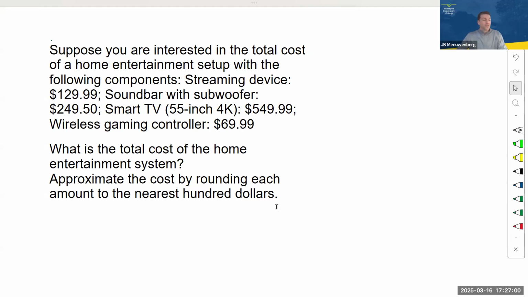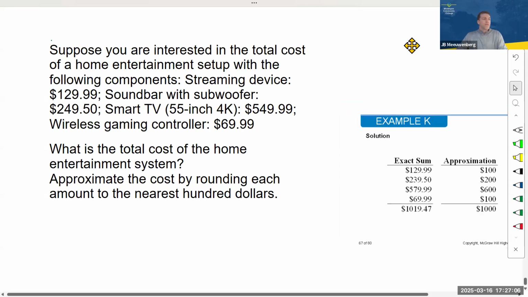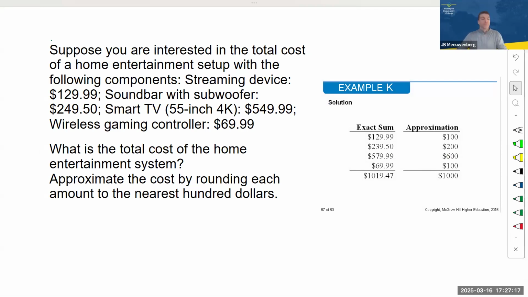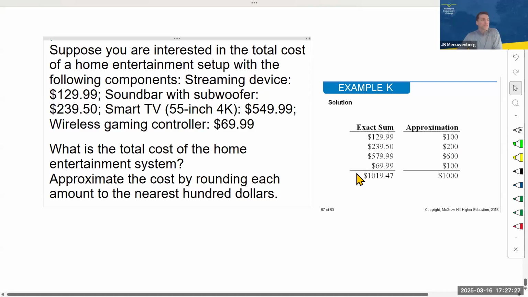Whether or not you were able to do it mentally, you probably came up with something that looked like this. 129.99 rounds to 100, if we round to the nearest 100. I've got a typo in there. That should be 249.50. Actually, I'm just going to change it right in here. Let's change it to 230. It doesn't matter. It's still going to round to $200.